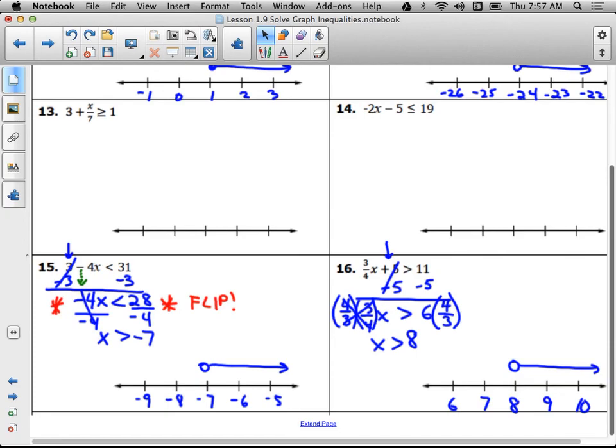Again, key points, if you're multiplying or dividing by a negative number, you need to change the direction of the inequality. You need to flip it. That's the key point for this one.